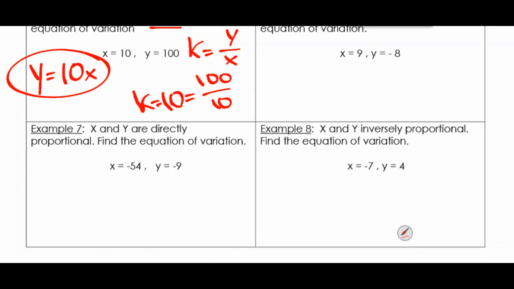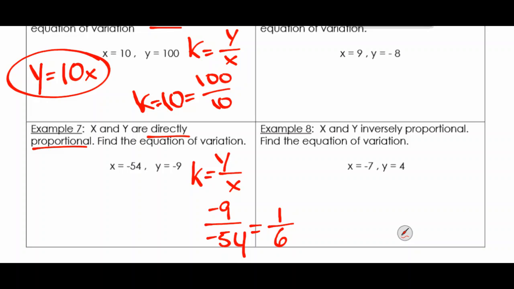I'm going to do the same thing that I did before. I'm going to skip down to the other directly proportional one. I'm doing y divided by x. That is the equation for a direct variation. So I'm just dividing y by x. That's -9 over -54. This simplifies to 1 over 6. You can also write that as a decimal. I'd be okay with that. Most of the time you're going to see that as a fraction. Now I write into my equation of variation. Instead of k, I write 1/6.